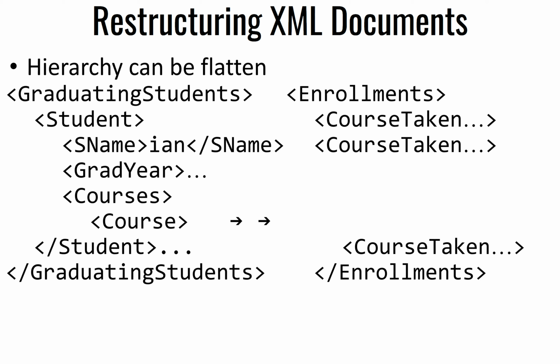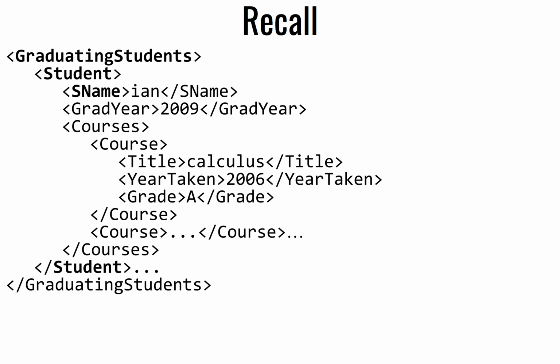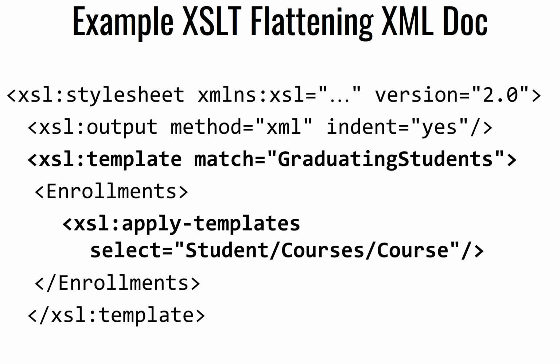But we might need to send it over to the registrar's office, and the registrar's office just needs to know who's enrolled in 2018, and the courses that they're taking in that particular enrollment. So let's do that transformation. Here's the incoming input document that has students and has courses embedded inside of those students. Let's try to flatten this. So let's see, here it is.